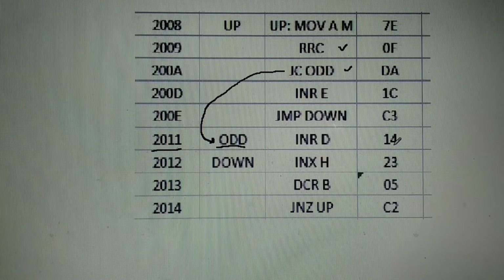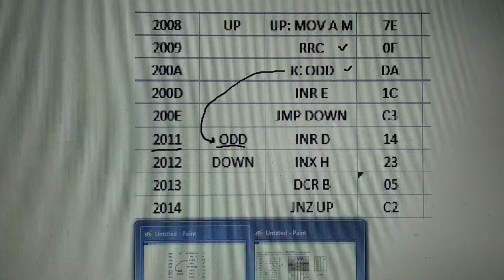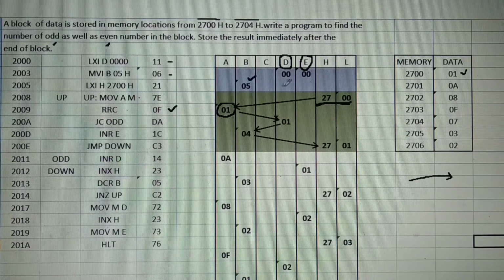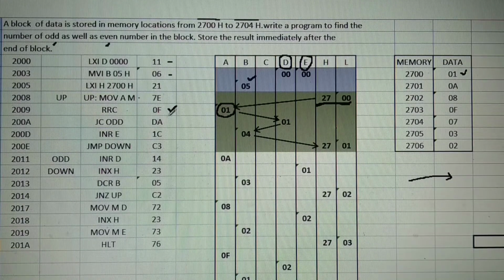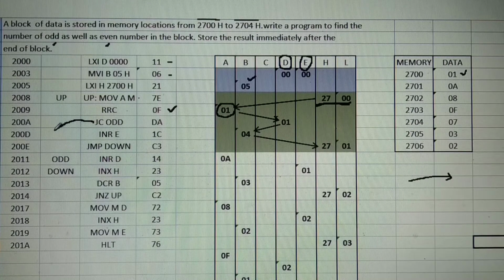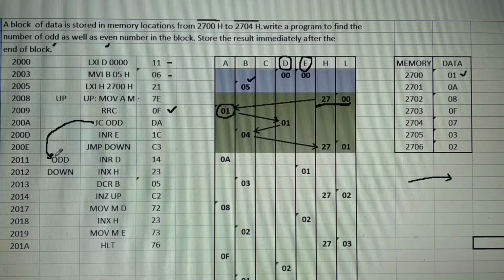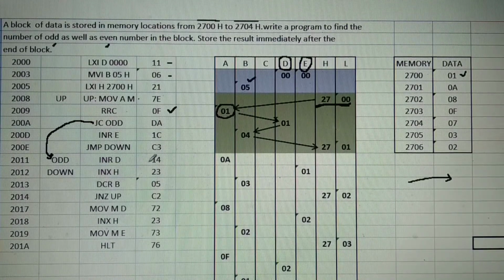Here at odd, INR D. D stands for the count of odd numbers. When an odd number is found, you have to increment the value of D by 1. The condition is satisfied, go to the instruction at label odd. The instruction at that label is executed. Here you will get INR D.